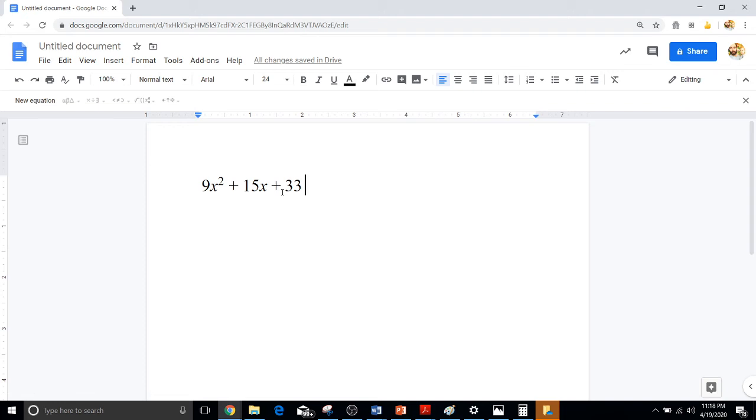The last thing we're going to check is to see if we can pull out a variable. Well, 9x squared has an x, 15x also has an x, but unfortunately 33 does not have an x. Because 33 does not have an x, we cannot pull out any variables. So let's go ahead and divide each of these by 3.